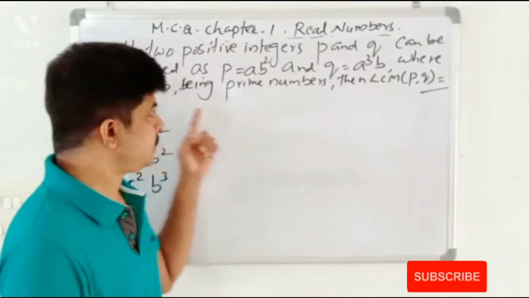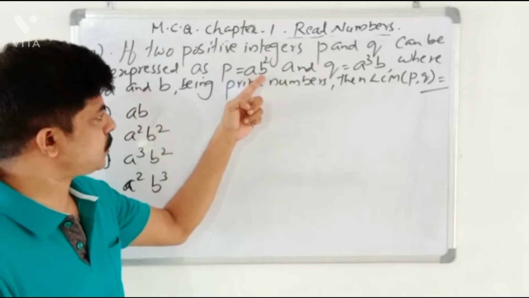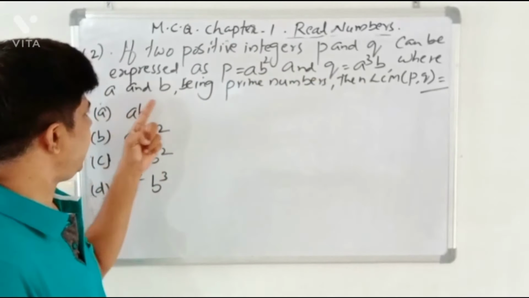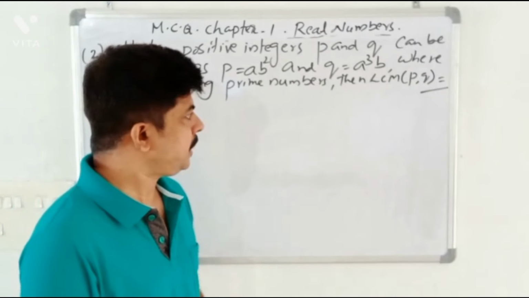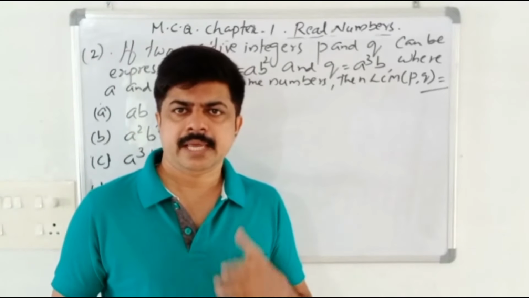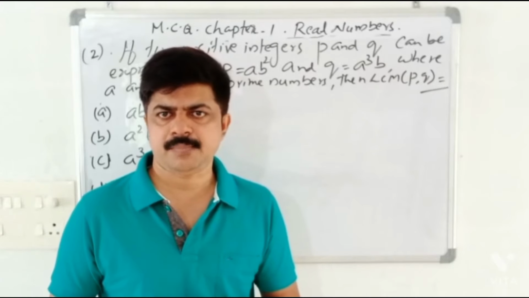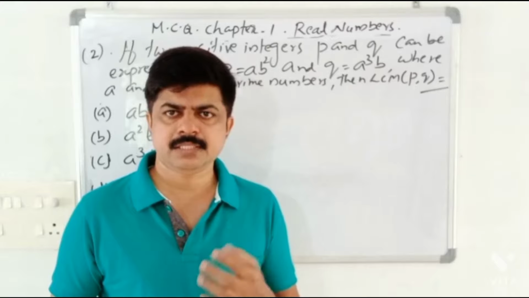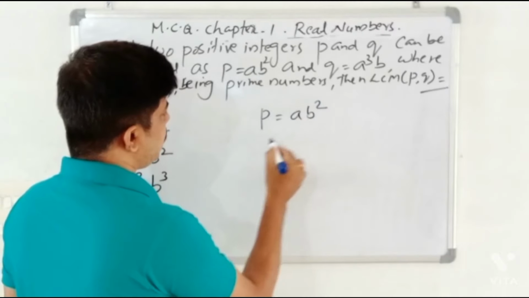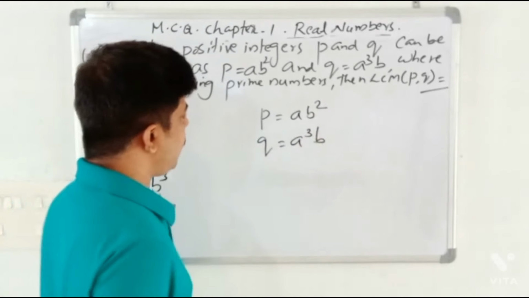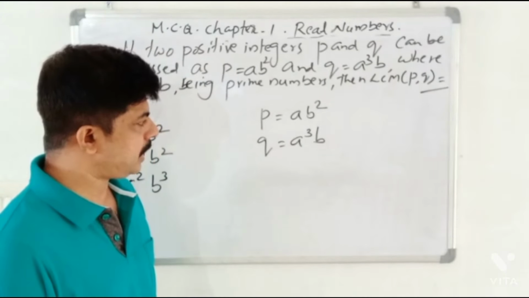Our second question is: if two positive integers p and q can be expressed as p is equal to a b square and q is equal to a cube b, where a and b being prime numbers, then LCM of p, q is dash. To find the LCM of p and q, we have to select the product of the greatest power of each prime factor involved in the given two numbers.